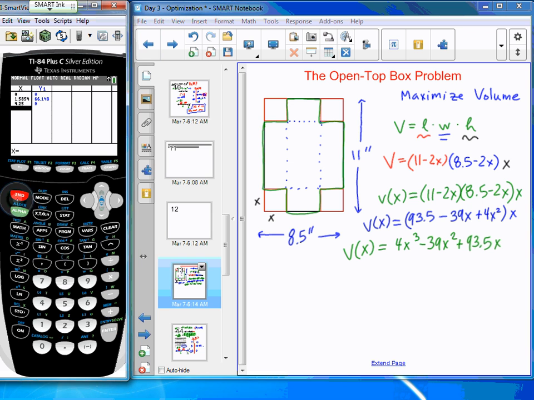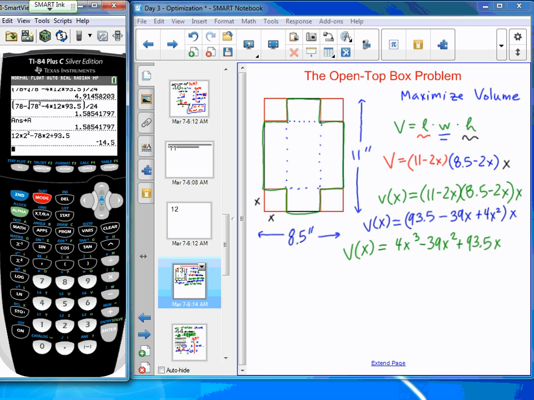I'm sure glad I stored that in alpha A, because now I can just do on my home screen 11 minus 2 alpha A. There's my length of the box, and I can do 8.5 minus 2 alpha A. There's the width of my box, and then what's the height of my box? Well, that's the alpha A, the 1.585.